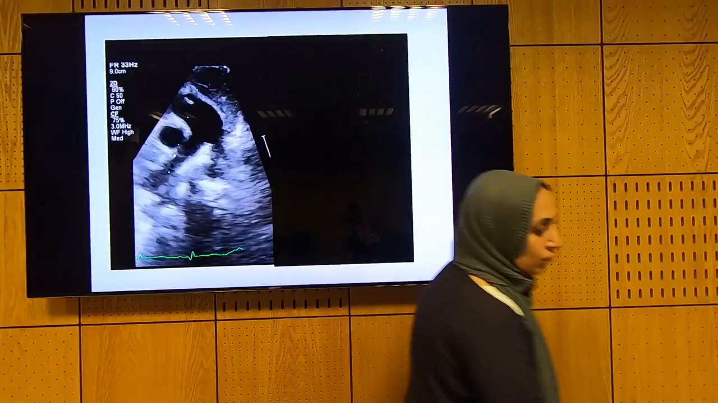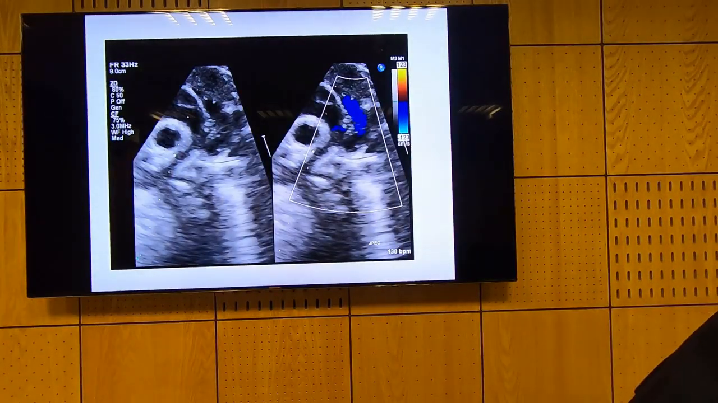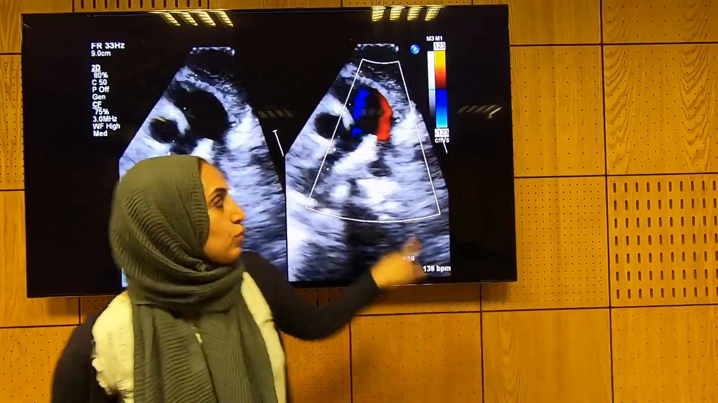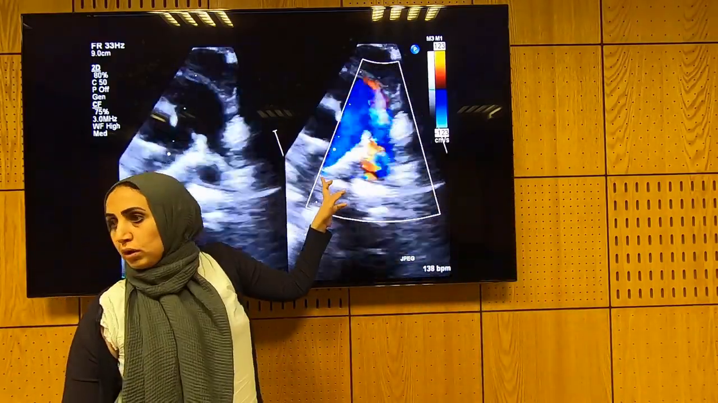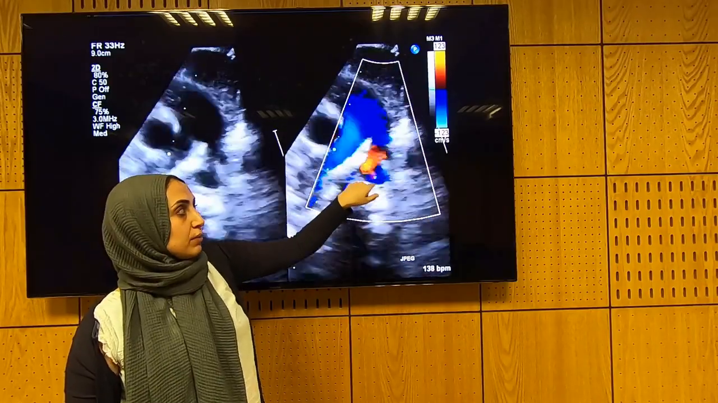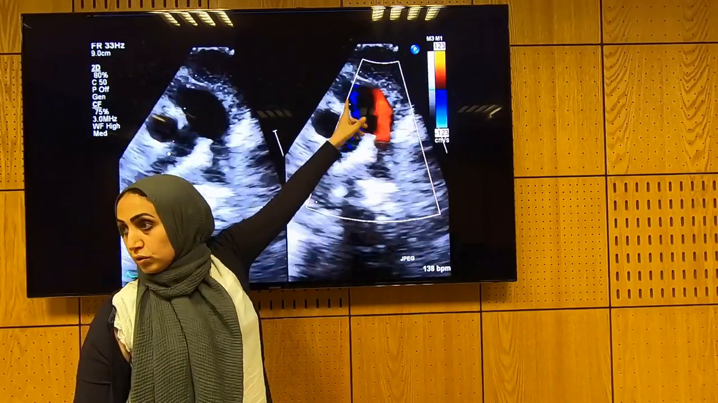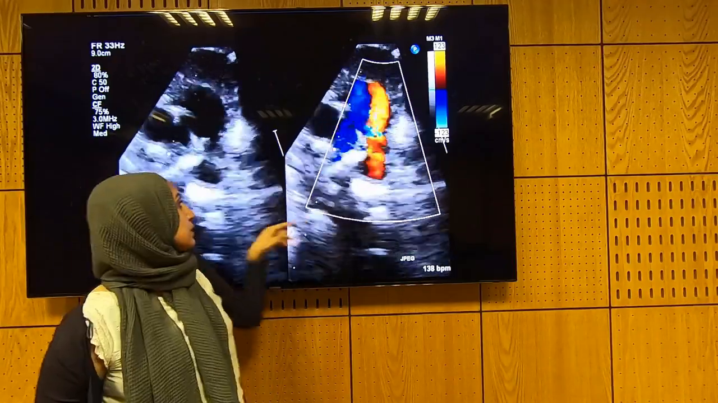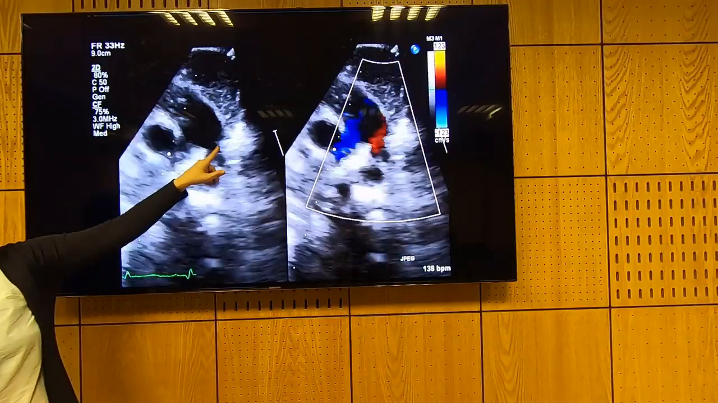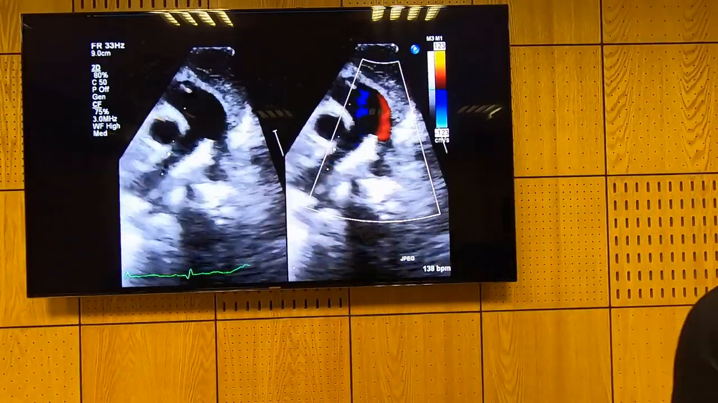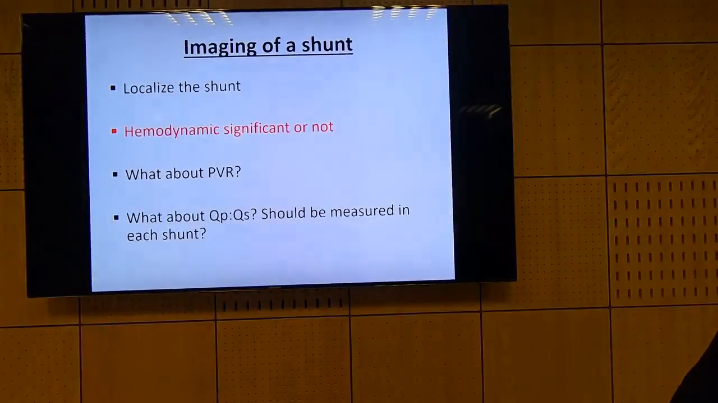Okay, look for this flow. What do we have? We have blue. This is the blue, but we have here red. So this flow is coming from here toward the probe. This is the flow of PDA, because this is the descending aorta and this is the left pulmonary. So is it clear that we could localize and we could code the flow in the shunt? Any question on that part? Clear. Okay.